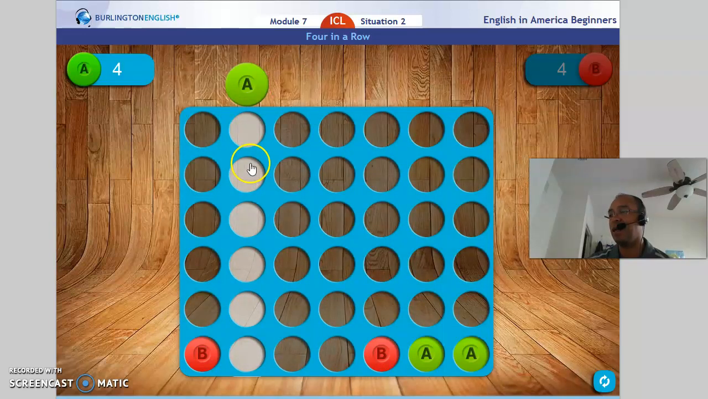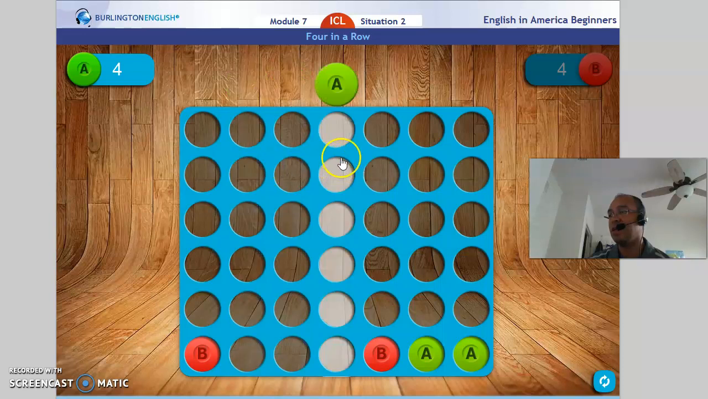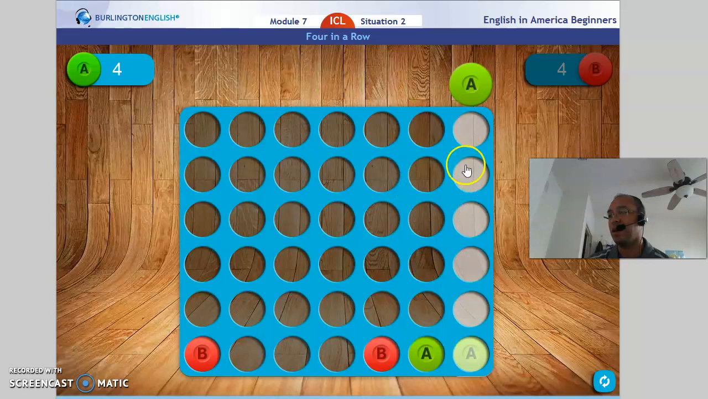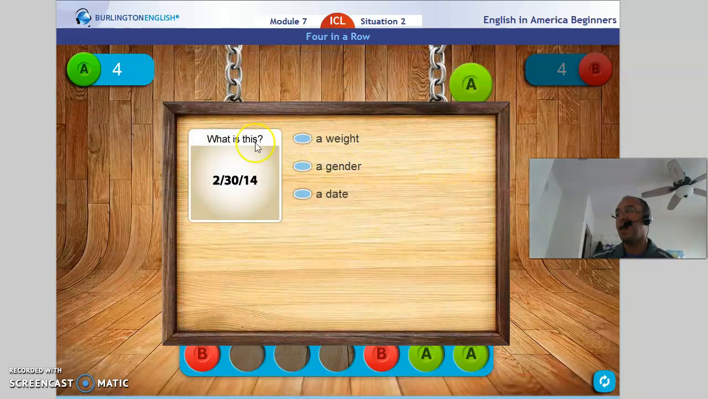Okay, so let's go here. What is this? 2, 30, 14. Is this weight? Is this a gender? Or is this a date? I believe this is a date. Correct. February 30th of 2014.